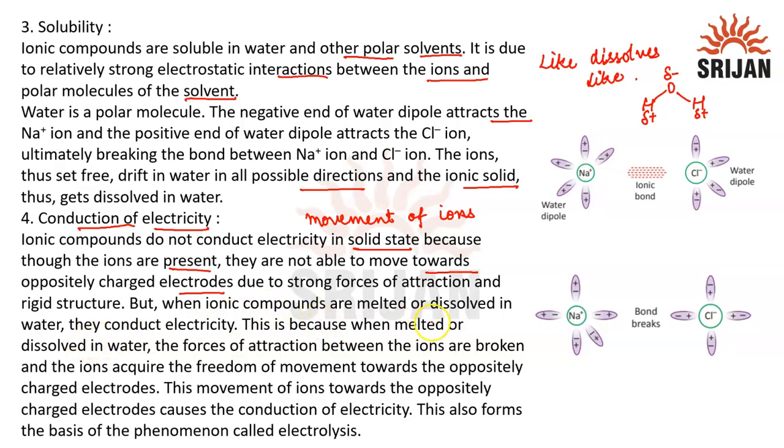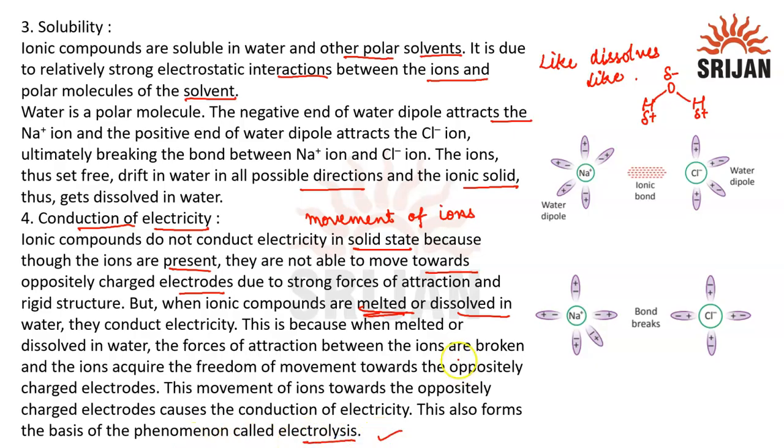But when ionic compounds are melted, meaning they are in their molten form, or they are dissolved in water, they conduct electricity. Because when melted or dissolved in water, the forces of attraction between the ions are broken and the ions acquire freedom of movement towards the oppositely charged electrodes. This movement of ions towards the oppositely charged electrode causes the conduction of electricity, and this also forms the basis of the phenomenon called electrolysis.